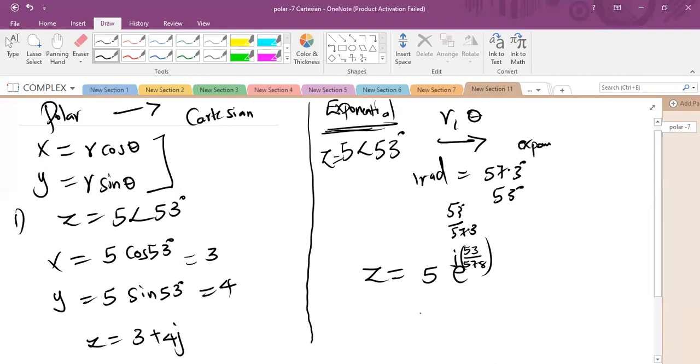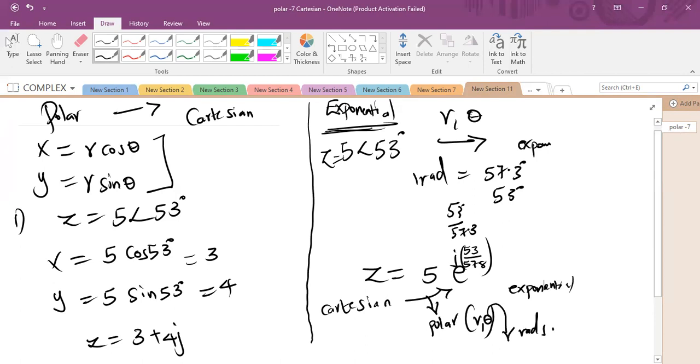So if you are given a question that is in Cartesian and you're being asked to convert it to exponential, first of all, just convert it to polar so that you get your values of r and theta. After getting your values of r and theta, you already have your answer. You just convert this theta to rads. And that's it for conversion, guys.